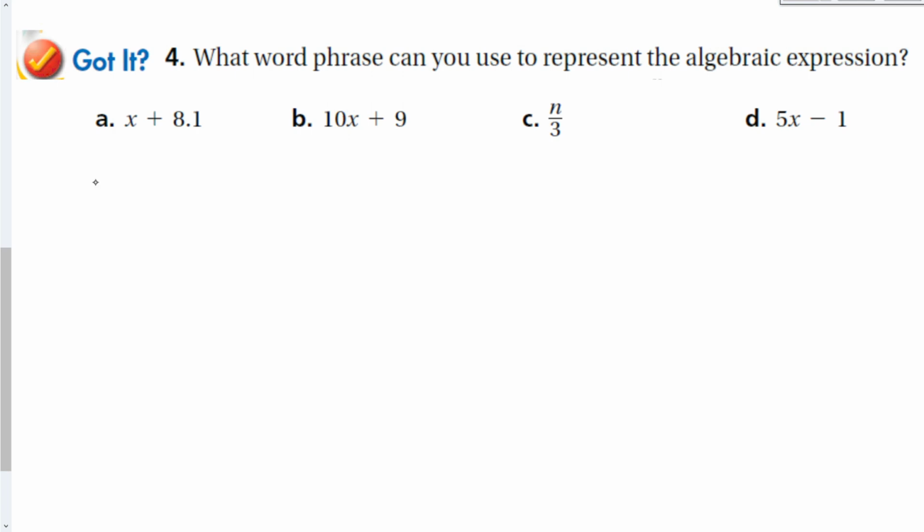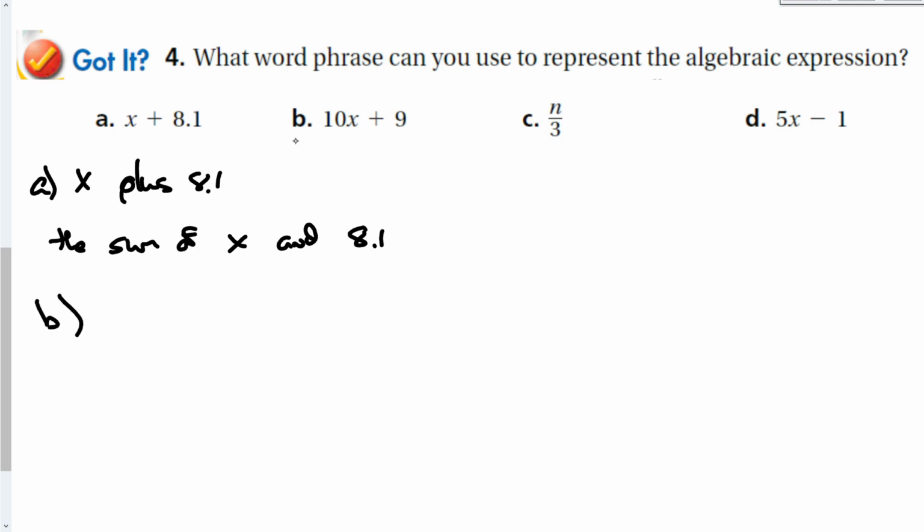So we could say x plus 8.1. We could say the sum of x and 8.1. Doesn't matter if they're decimals, we're still going to say the same thing. So that's part A.